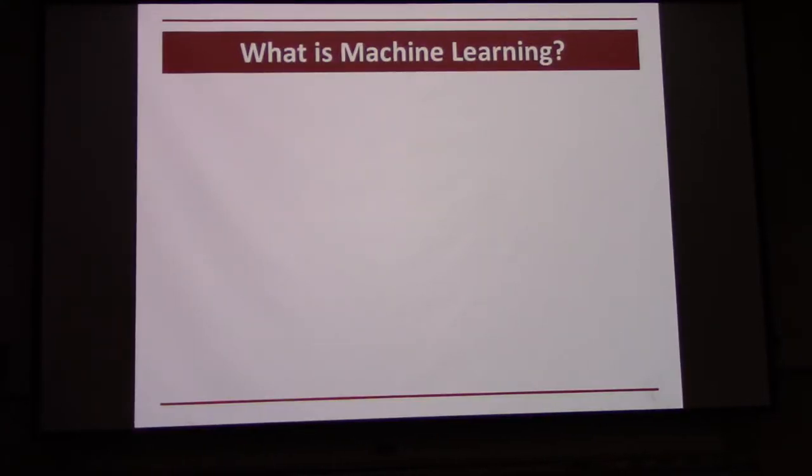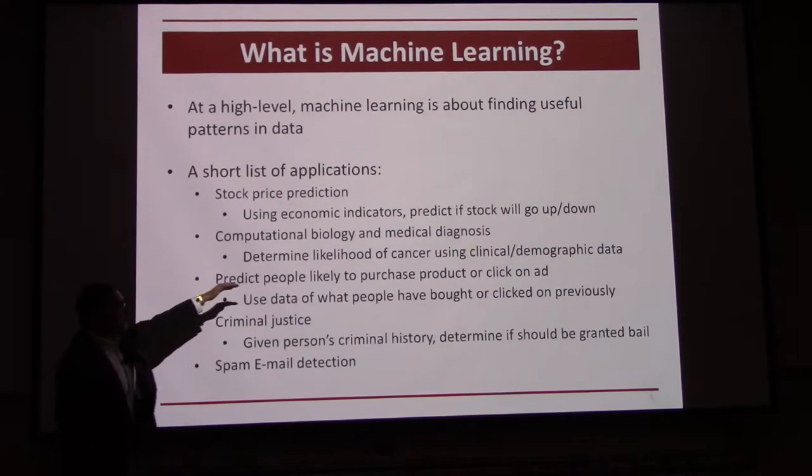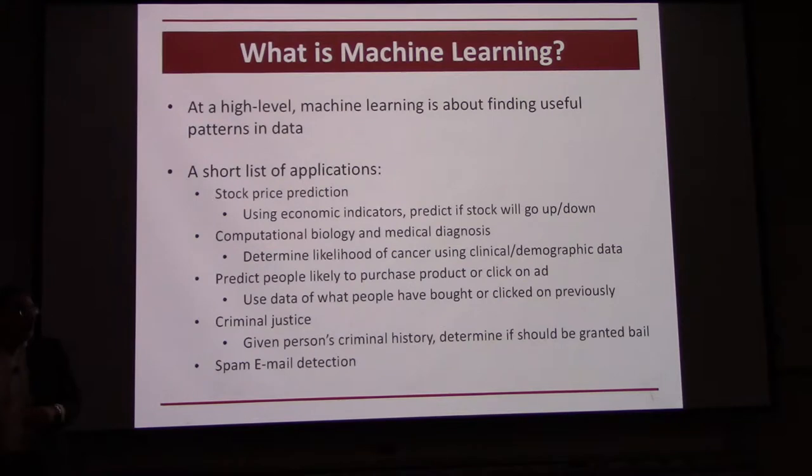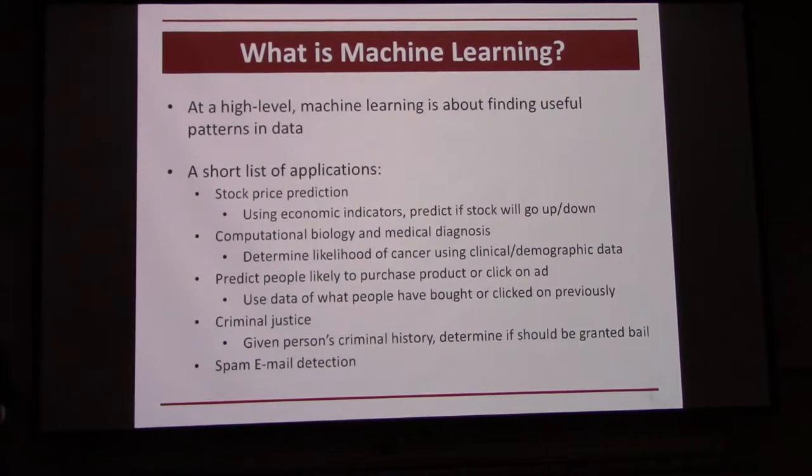So what is machine learning? Some of you here might be intimately familiar, some familiar faces who are machine learning researchers, but at a high level, machine learning is about finding useful patterns in data, and that can take lots of different forms. Just to give you a short list of some of the things it's been used for very successfully for many years: stock price prediction, for example. There's lots of big firms on Wall Street that trade billions of dollars a year based on machine learning models. Computational biology and medical diagnosis, there are some references to that earlier, but for example, can we determine the likelihood someone may have cancer based on clinical or demographic data about them. One of the most common ones on the internet: whether people are likely to purchase a product or click on an ad. The Facebooks and Googles and Amazons of the world are all heavily invested in machine learning, and have been for many years, to optimize ad placement, for example.